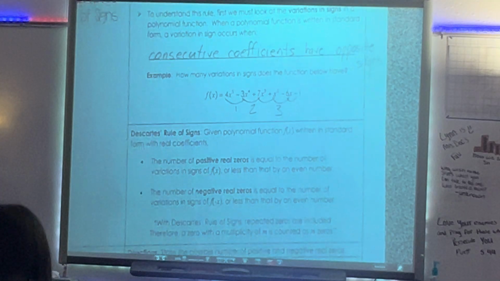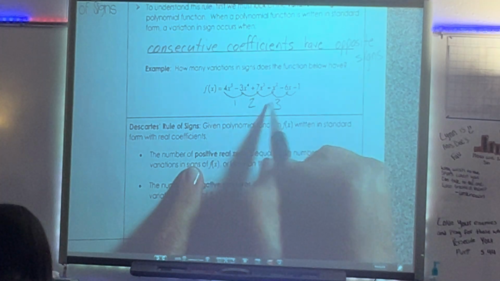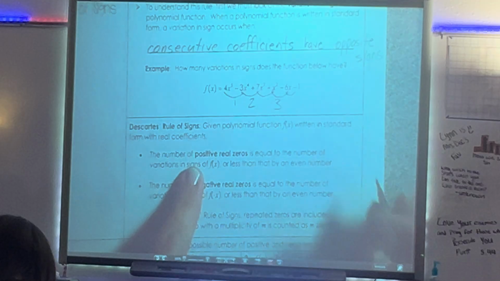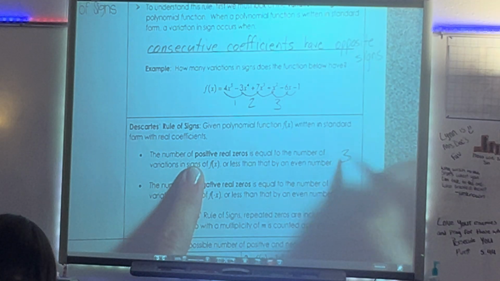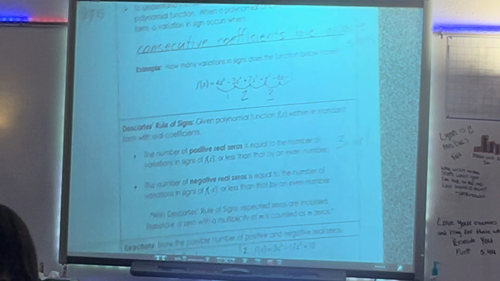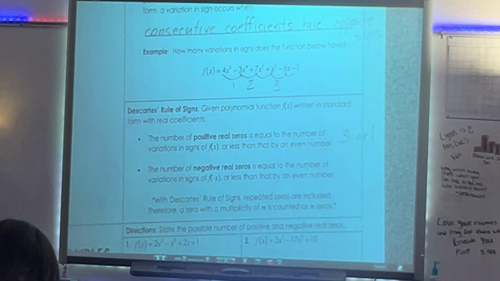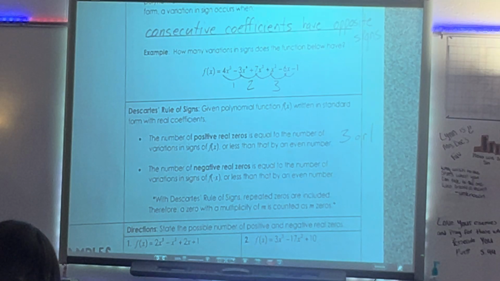Okay, so what this says is the number of positive real zeros is equal to the number of variations in signs. So here, my variation was 3, right? I changed signs 3 times. So this would be either 3 or 1. So you're gonna go down by 2 each time. Like if I had 5, it would be 5, 3, or 1. If I had 4, it would be 4 or 2. Y'all okay there?